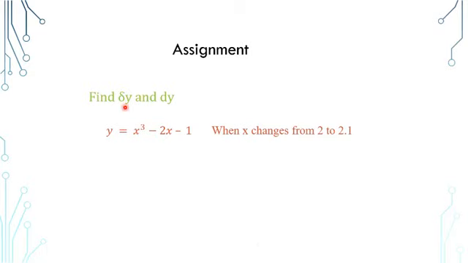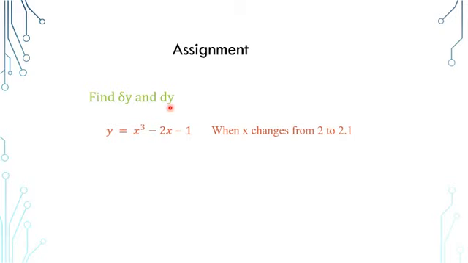Assignment is delta y and dy where y is equal to x cube minus 2x minus 1. Here x changes from 2 to 2.1. Here x is 2. Delta x will be 2.1 minus 2, that is 0.1. Replace y by y plus del y, x by x plus del x. Replace the value of y and then replace the value of x and del x. We will get final result of delta y.